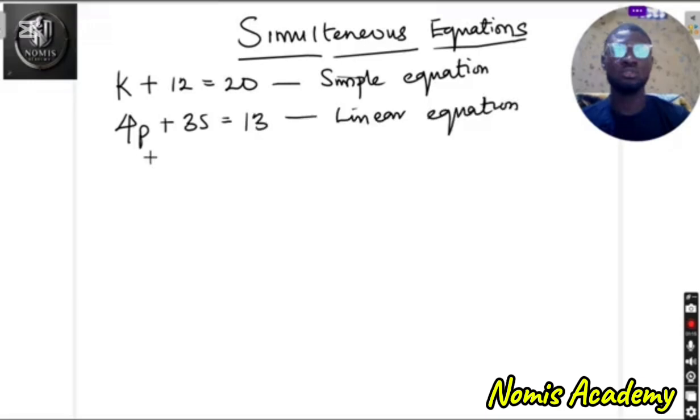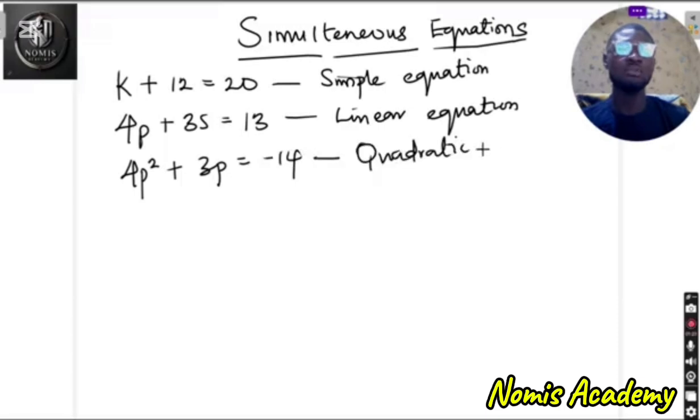But where we have this type of equation in degree 2, then we have a quadratic equation. For example, we have 4p squared plus 3p minus 14 equals minus 14. So this is a quadratic equation. So when two or one of these equations occur together at the same time, we say we have simultaneous equations.